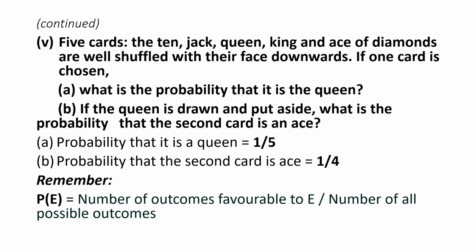Second, if the queen is drawn and put aside, what is the probability that the second card drawn is an ace? Now since the queen is put aside, only 4 cards are remaining. From these 4 cards, there is only one ace. So the probability that the second card will be ace is 1 upon 4.